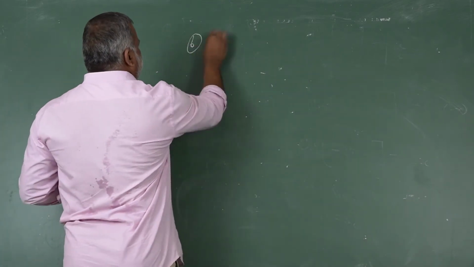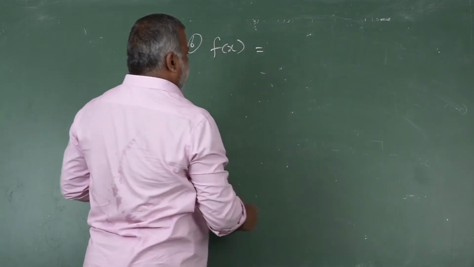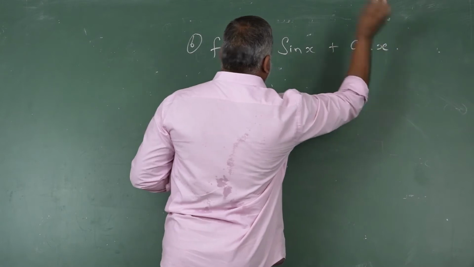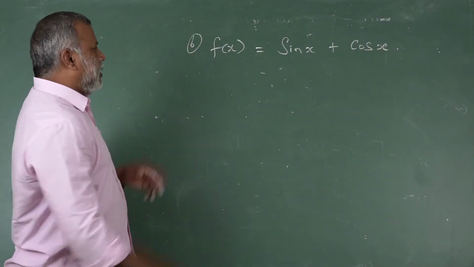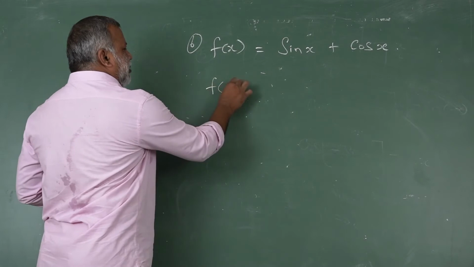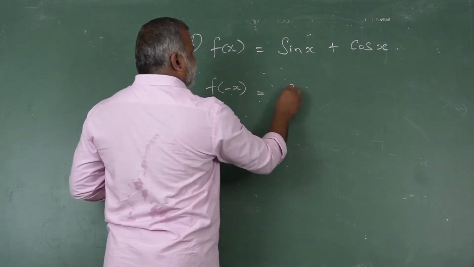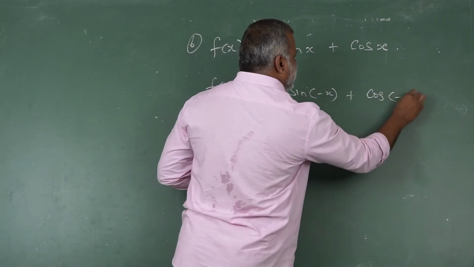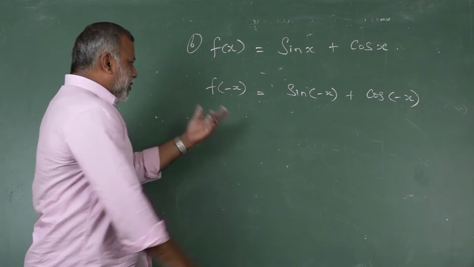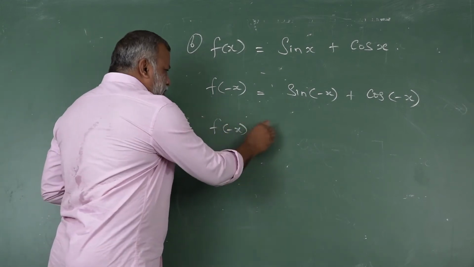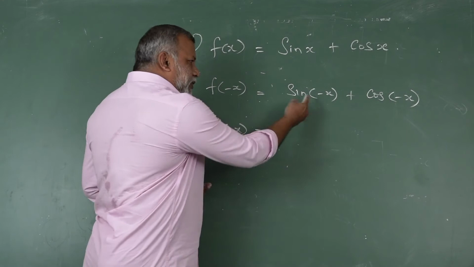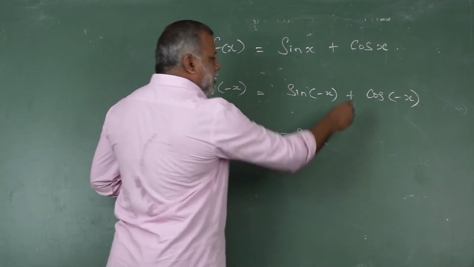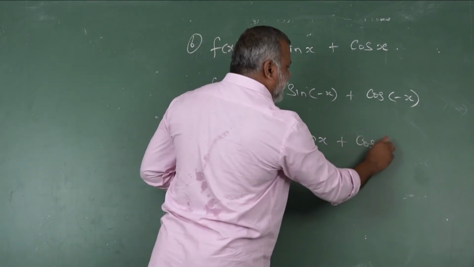See question number 6. F of x equal to sin x plus cos x. Once again the same application: x is replaced by minus x, here also, and here also. By the observation, sin emits a negative, so this negative will come out. Here, cos absorbs the negative.